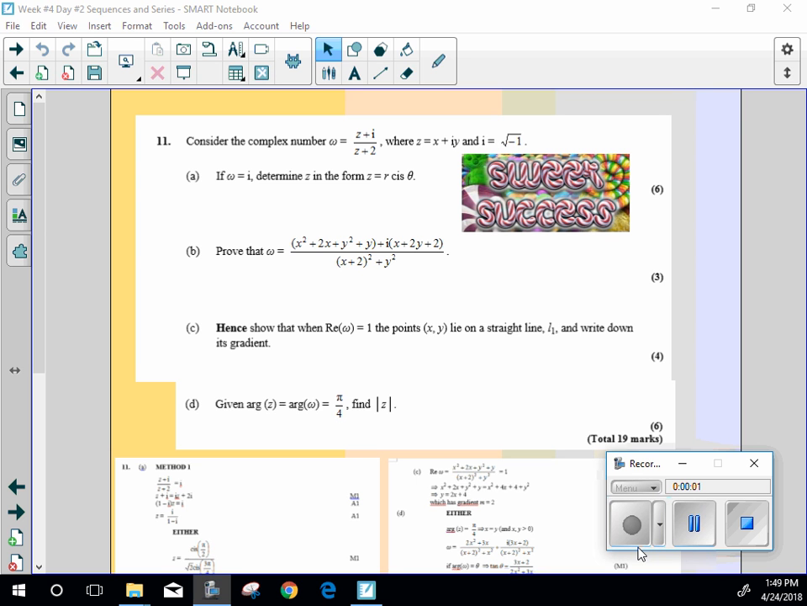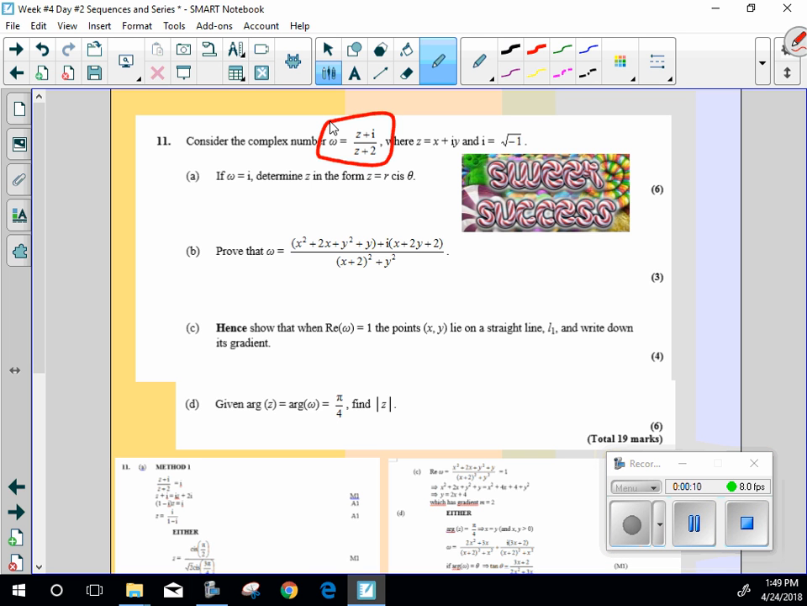Number 11, this is that one that had the complex problem. I don't think you need part A for part B, but you definitely need this. So they're saying prove that omega, or w, is equal to, well, z is x plus yi plus i, and down here is x plus yi plus 2. So write that down. And does that look anything like this?